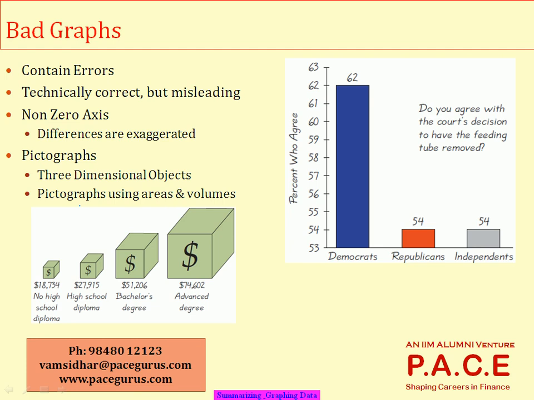And people also talk about bad graphs, right? While on one side we are constructing good, effective graphs, we should also know what a bad graph is. One, it contains errors, meaning I did not use the appropriate graph, then I call it a bad graph. But technically it may be correct, but misleading.